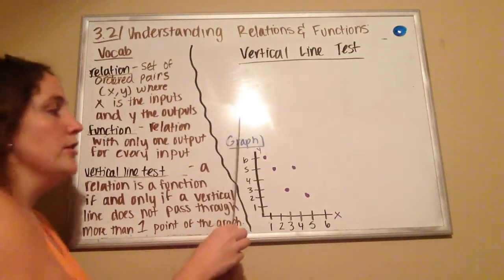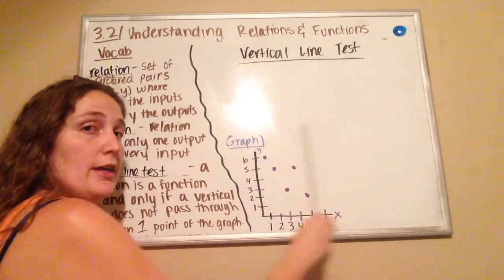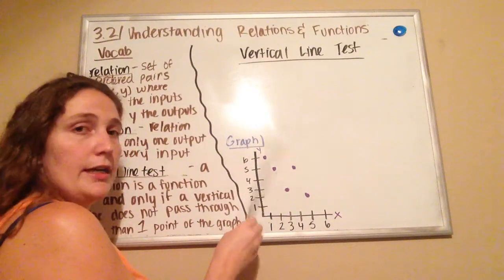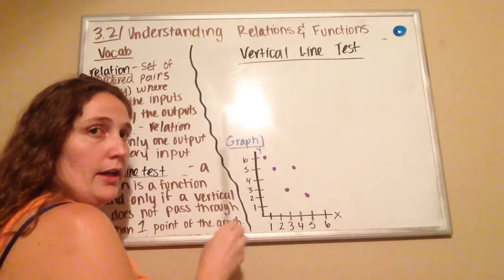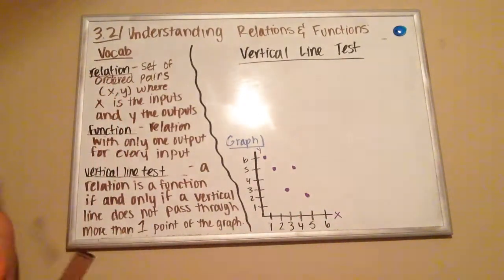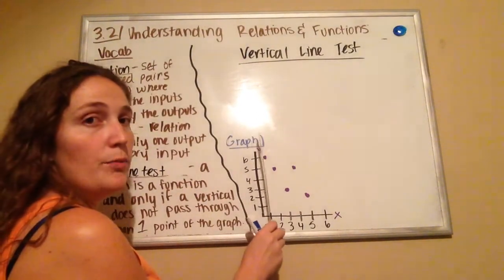So this is just my ruler. And what I'm going to do is take my vertical line and go across my graph. My vertical line doesn't ever get to move or change. It's always got to be vertical, always going to be straight up and down. And it's going to move across mine. With this vertical line test, we're going to check at every single place that I hit a point.